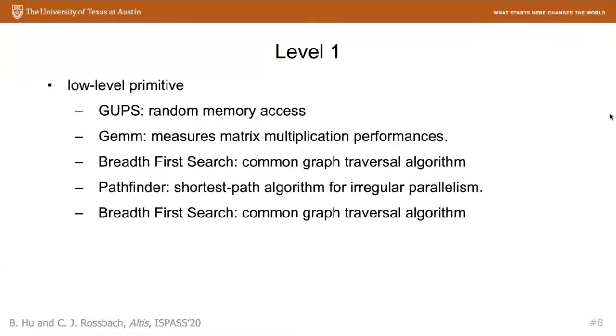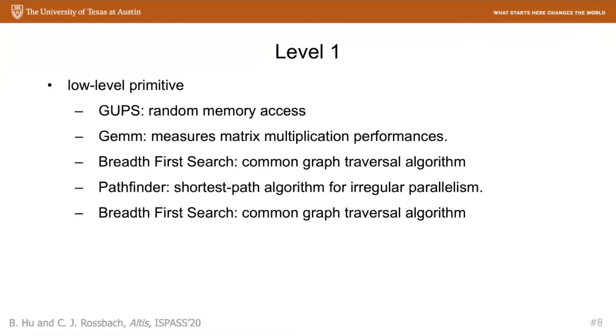The Level 1 benchmarks include low-level primitive applications. The GUPS benchmark, which stands for giga updates per second, is used to test the capability of random memory access. The breadth first search is a commonly used graph traversal algorithm. The general matrix multiply benchmark is used to measure matrix multiply performance of the device, which is usually computationally bound.